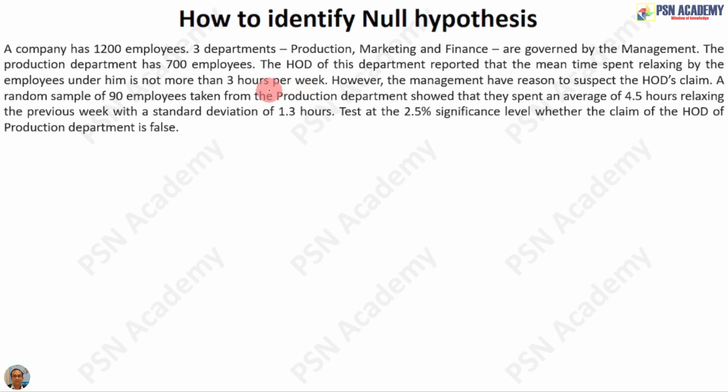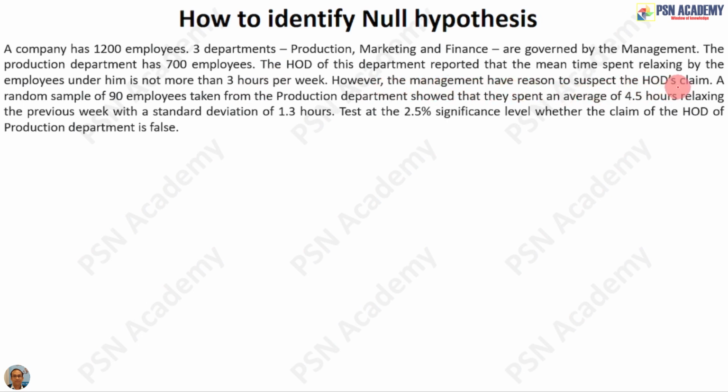The HOD went through the employees' records of several weeks and observed that the mean time of each employee per week was not more than 3 hours. That means out of those several weeks, the mean time of an employee may be 2.7, 2.8 or 3, like that. Correct? Now, however, the management have reason to suspect the HOD's claim.